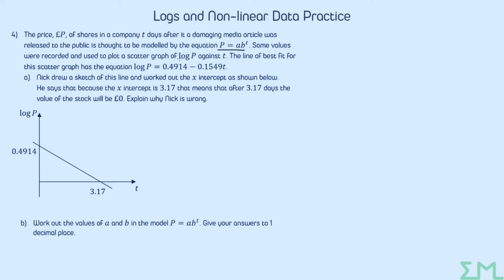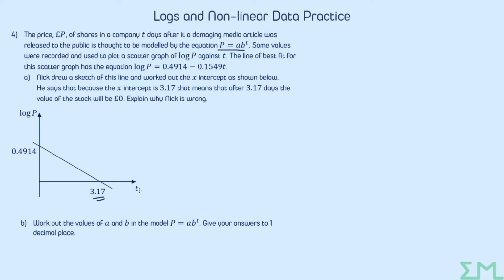This is all very familiar now. We're used to this. We've been given a line of best fit. Okay, so Nick drew a sketch of this line and worked out the x-intercept as shown below. Should really be t-intercept, but yeah, we see what he means. He says that because the x-intercept or t-intercept is 3.17, that means after 3.17 days, the value of the stock will be £0. Explain why Nick is wrong.